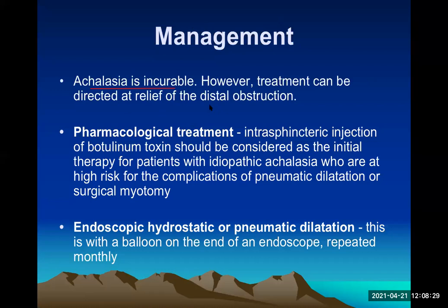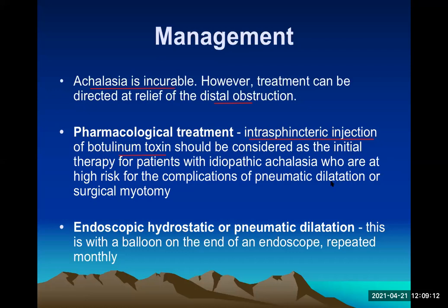So treatment can be directed at relief of the distal obstruction in this condition, and that is done by certain pharmacological treatment like intrasphincteric injection of botulinum toxin. It is one type of medical therapy. You inject botulinum toxin there. Now, what this botulinum toxin is doing, you all know. This botulinum toxin will not allow the release of acetylcholine, so without acetylcholine that area cannot contract properly. So it will again start developing the peristaltic movement. That is the whole idea.